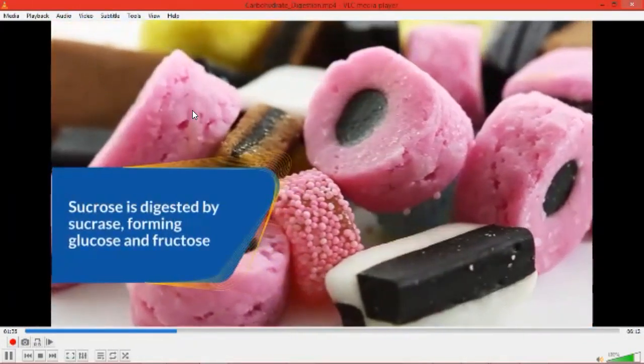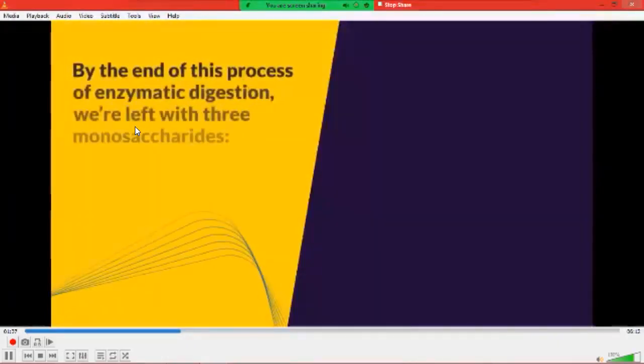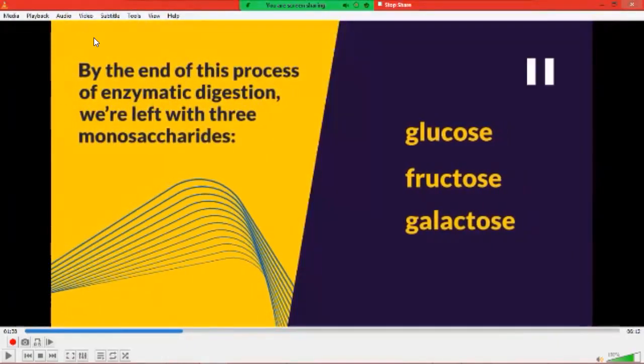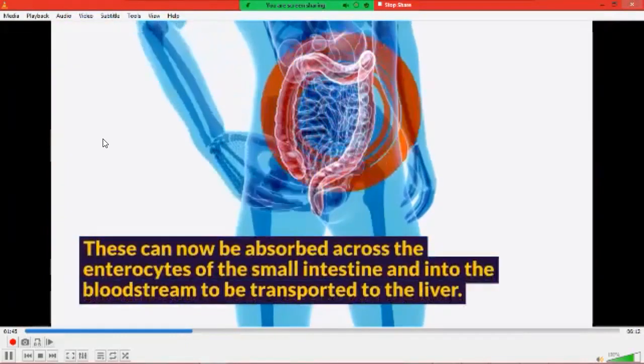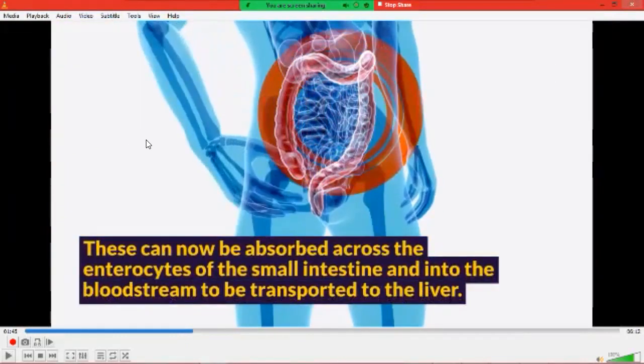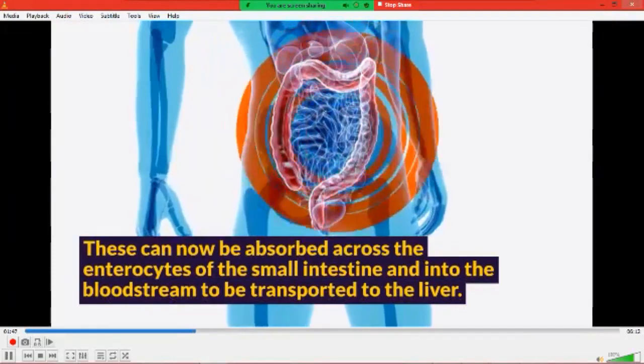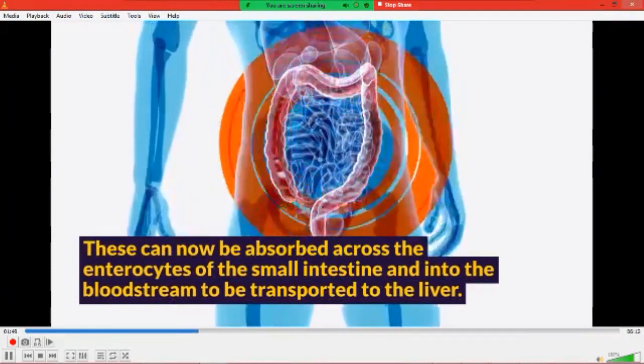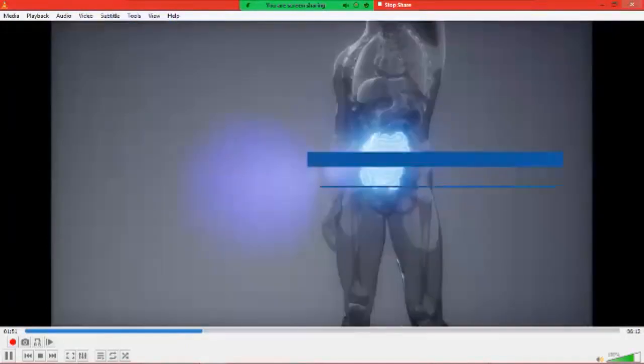Also, sucrose is digested by sucrase, forming glucose and fructose. So at the end, all we find is glucose, fructose, and galactose. During this process, they are absorbed from the small intestine into the bloodstream to be transported to the liver. And that's where the liver does something very important.